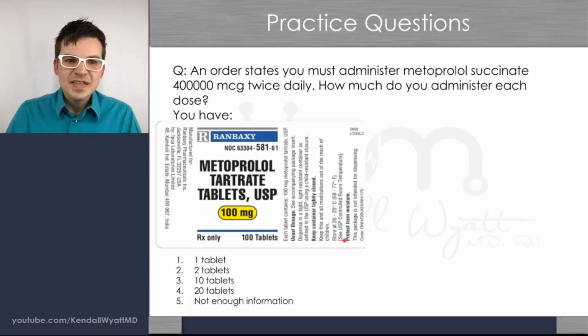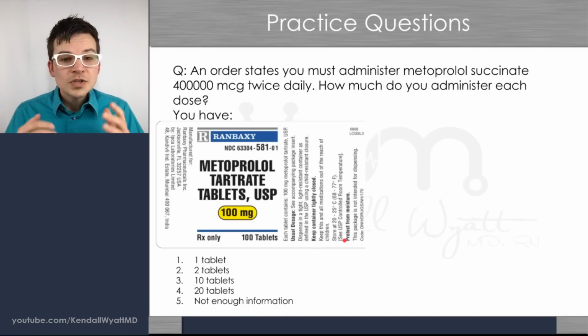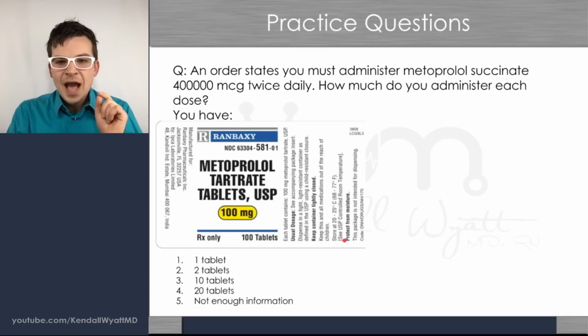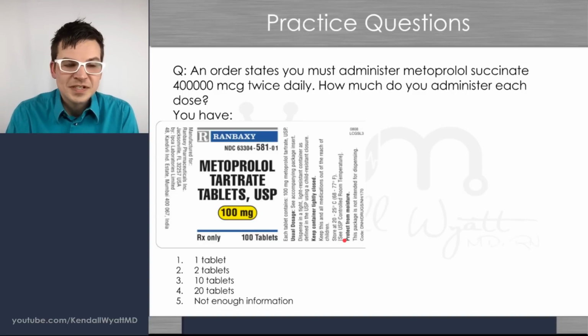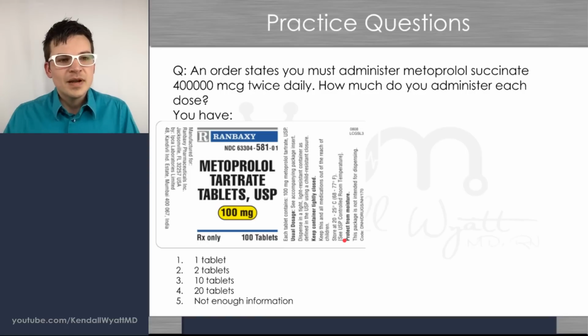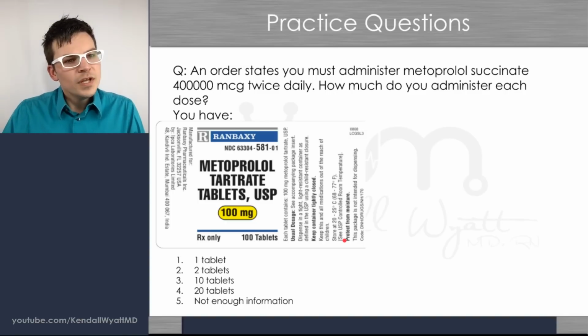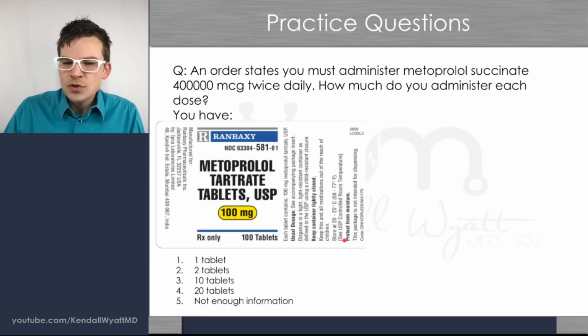Now next, this one's great. An order states you must administer metoprolol succinate 400,000 micrograms twice daily. How much do you administer each dose? You have, and it gives you one of those lovely little drug labels. I love drug labels. These are the best questions. Honestly, I hate these. They gave me anxiety when I was in school and I wanted to die. However, you've got one. Merry Christmas. Now, what's the answer? Take a second to see if you can figure this out.